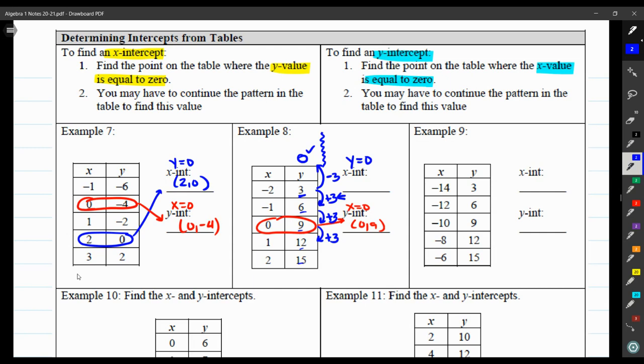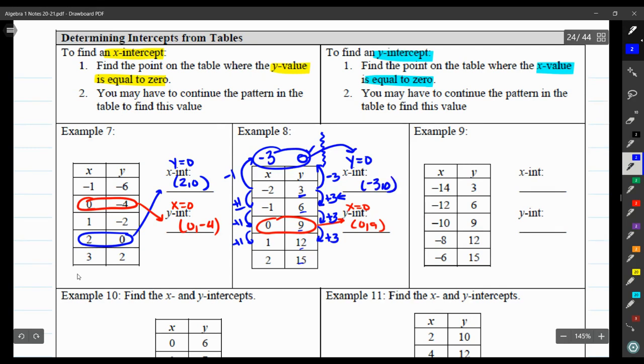I need to do the same thing on the x's. So the current pattern on the x's is adding 1 every time you move down the table. So if I need to work backwards, I'm going to use the same pattern, but the opposite operation. So instead of adding 1, I'm going to subtract 1. So -2 minus 1 makes -3. And here is that x-intercept. So sometimes you may have to continue the table forward or backwards to find the intercept that you need.